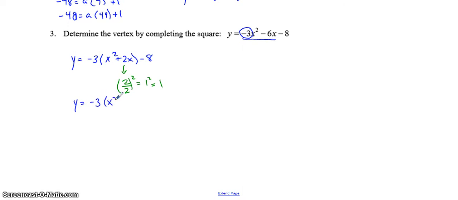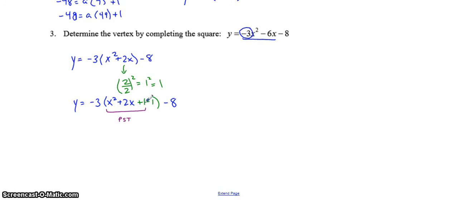With that 1, you will add it and subtract it inside the brackets. Now remember, you need this to be your perfect square trinomial so that you can factor it.